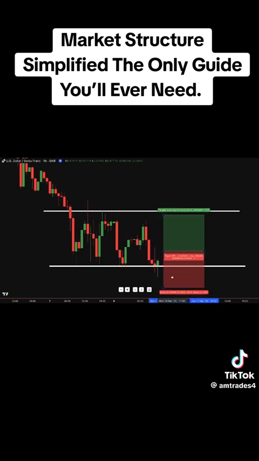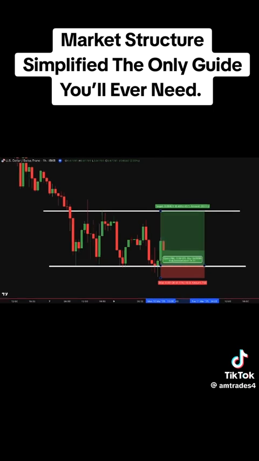Entry at the close of the rejection candle. Stop loss just below the wick under the support zone. Target the next resistance level. As you can see, price pushes upward from support and eventually hits the resistance level. Your target is reached and you're out of the trade, while others are still confused, waiting for confirmation. This is how professionals trade ranges.